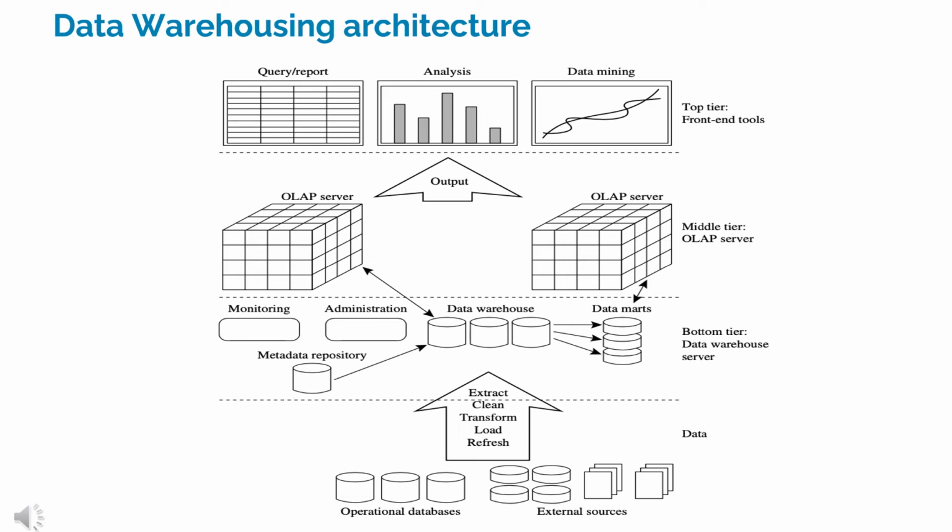Next is the middle tier. The middle tier is an OLAP server that is typically implemented using either a relational OLAP model or a multidimensional OLAP model. Next is the top tier. It is the front-end client layer, which contains query and reporting tools, analysis tools, and data mining tools.